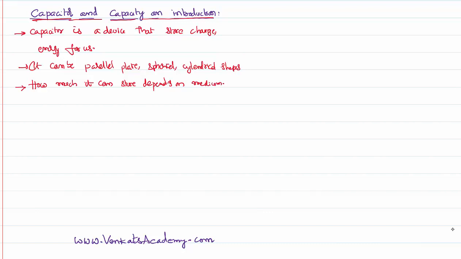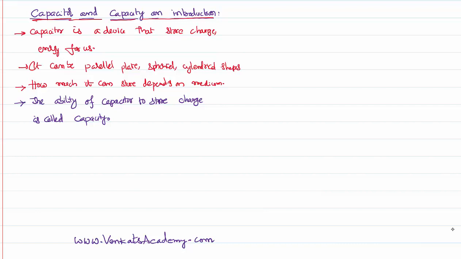So a capacitor is a device which can store charge. The ability of a capacitor to store charge is called capacity.